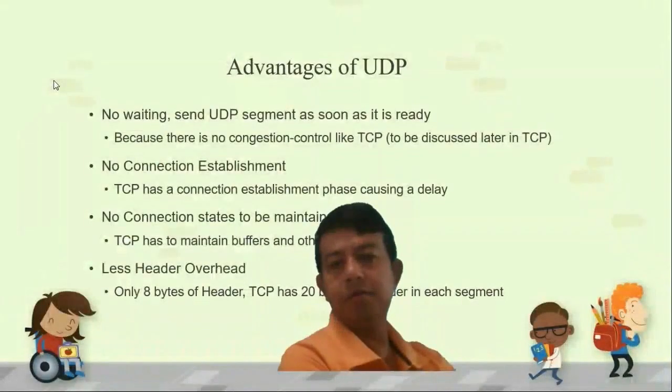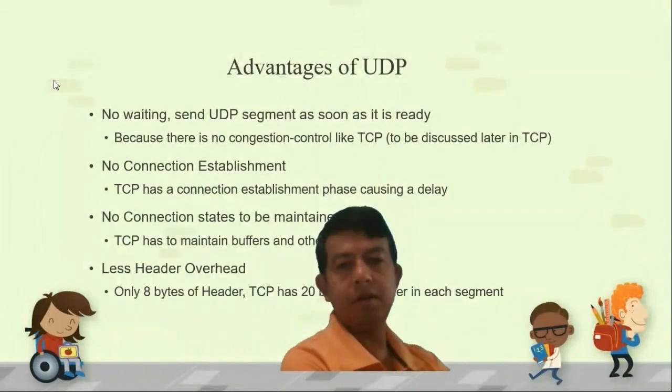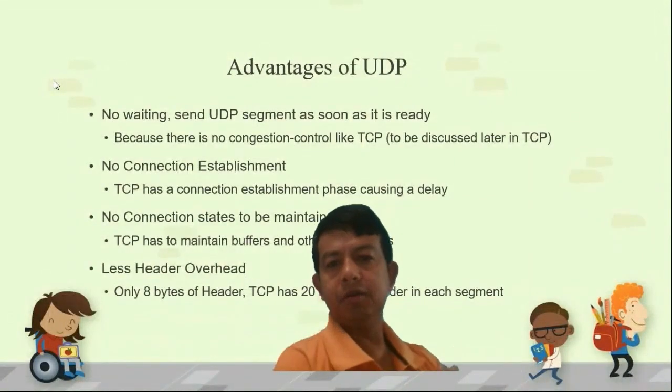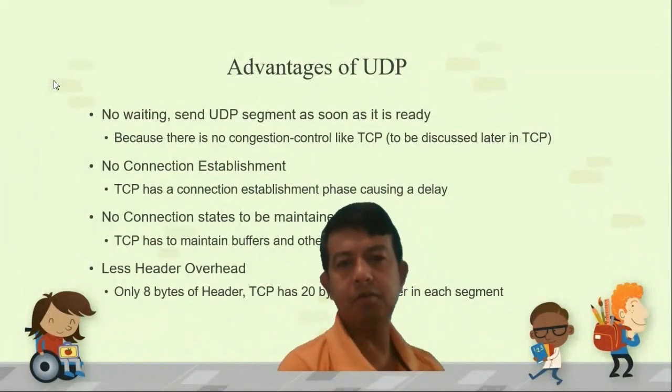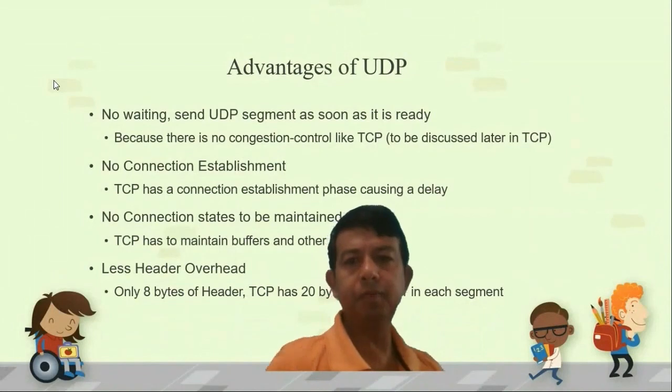Data arrives from the application layer. As soon as the segment or packet is ready, the data is sent immediately without bothering about what is happening in the network or what the status of the receiver is at this current moment. So UDP does not wait. There is no waiting in UDP. As soon as data arrives from the application layer, the data is sent after making the segment.